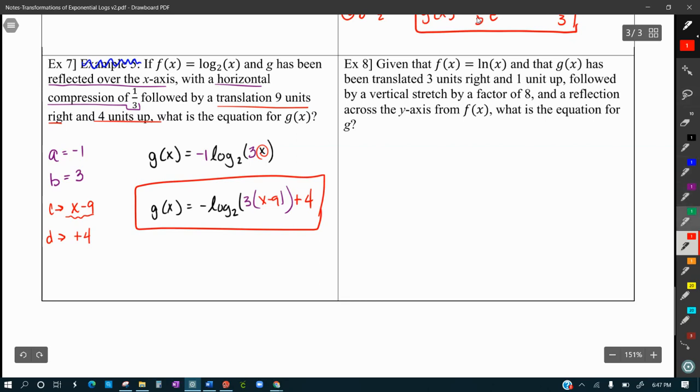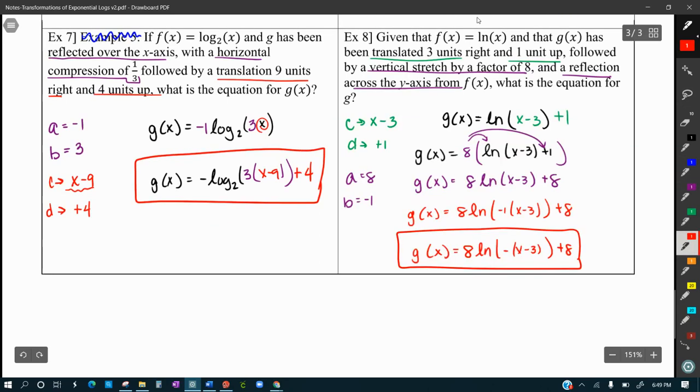Pause the video, try example 8. And here's your solution for example number 8.